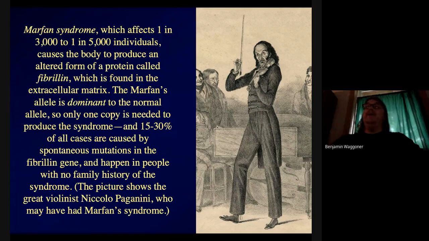Paganini, by the way, possibly the greatest violinist of all time, is suspected to have had Marfan syndrome because it tends to make you very tall. It tends to give you very long fingers and toes, and it makes your joints very mobile. So very tall, very long fingers, very mobile fingers, very useful for a great classical violinist, one of the best ever. We don't know because he died before testing was possible, but he's suspected of having had Marfan syndrome.